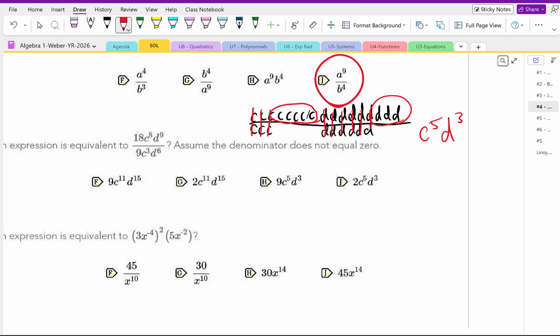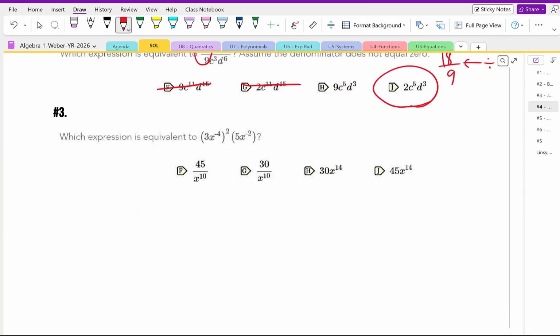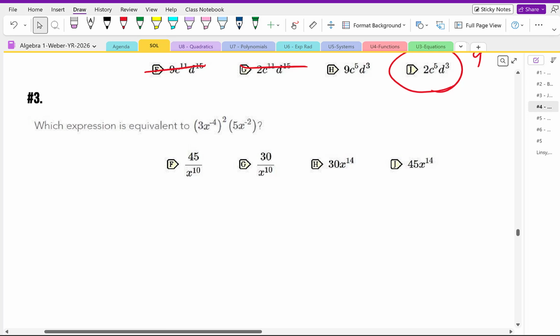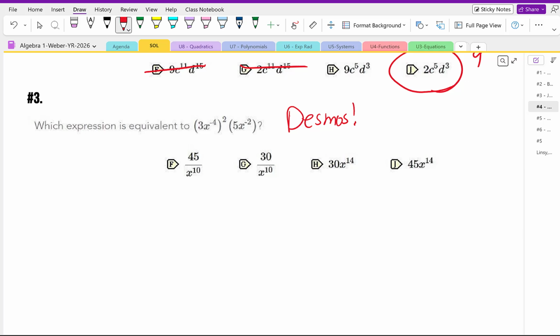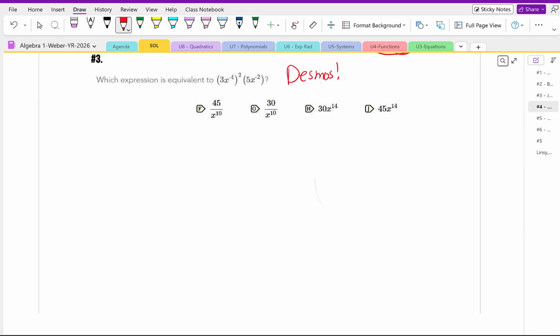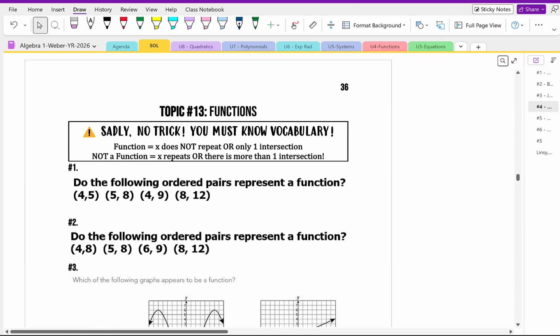Now, that helps me eliminate 2 of my answers, again, which is the goal. Now I need to look at these numbers, 18 over 9. So that line, 18 over 9, that line means division. So 18 divided by 9 is 2, and that's why my answer would be J. Okay? Alright, for the next question, this one you're just going to type in Desmos. You don't have to use sliders or anything. You just compare which graph is the same. Alright? And we can check that next class.